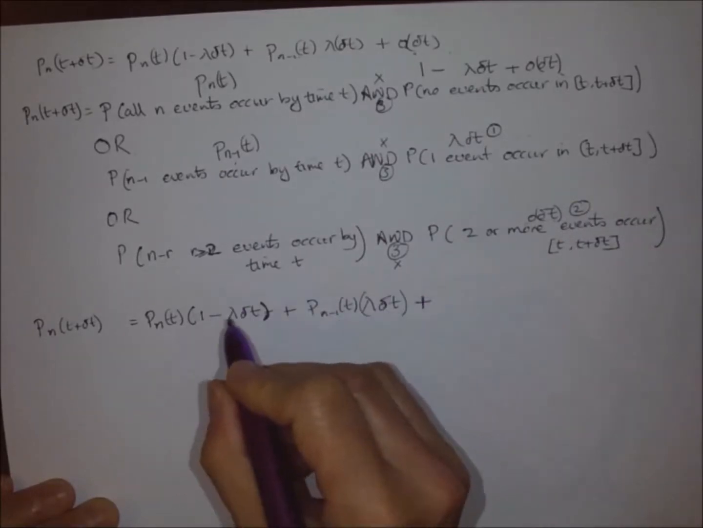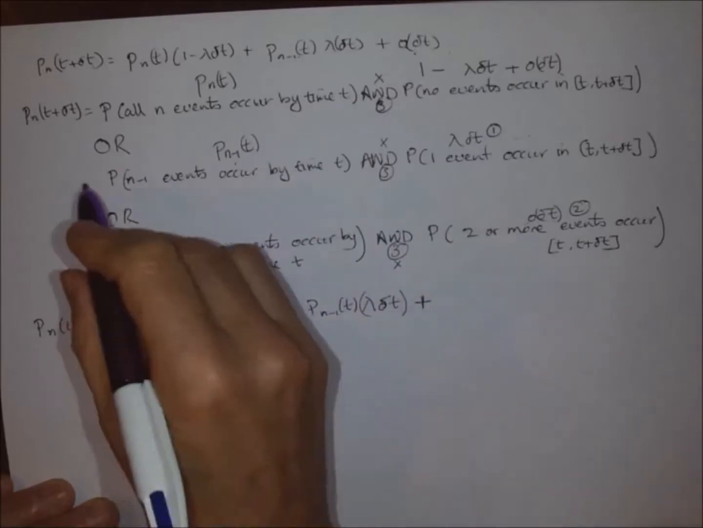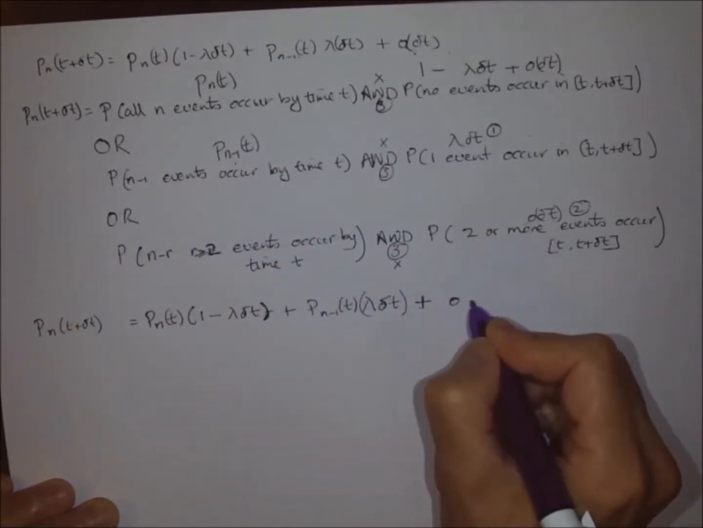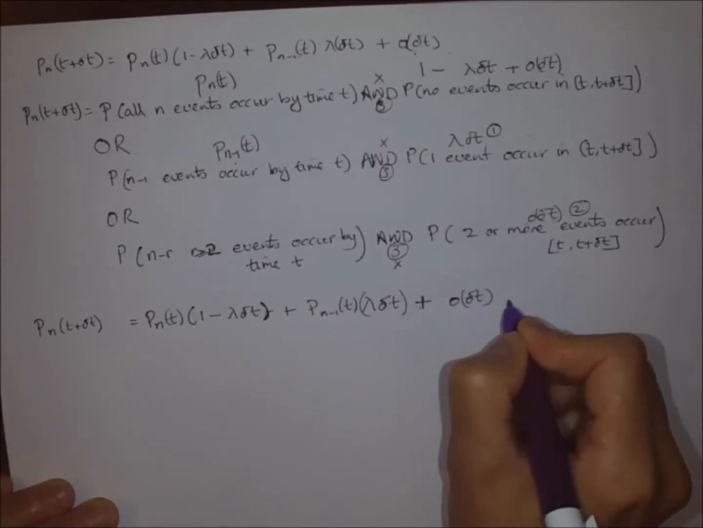And then the third situation, so every time I say or, I'm writing plus, and then the third situation, the 2 or more events, that's just little o delta t. And that's that.